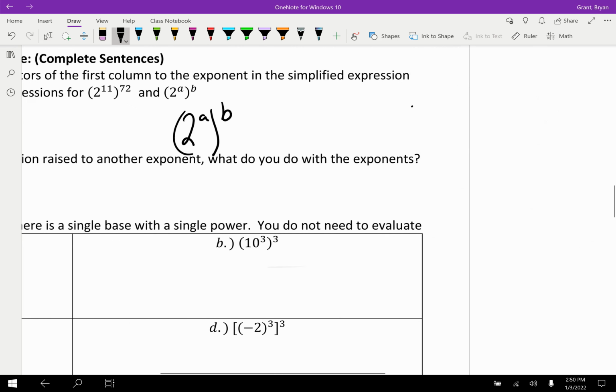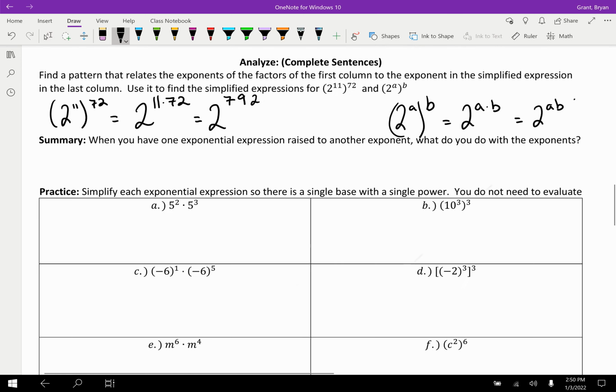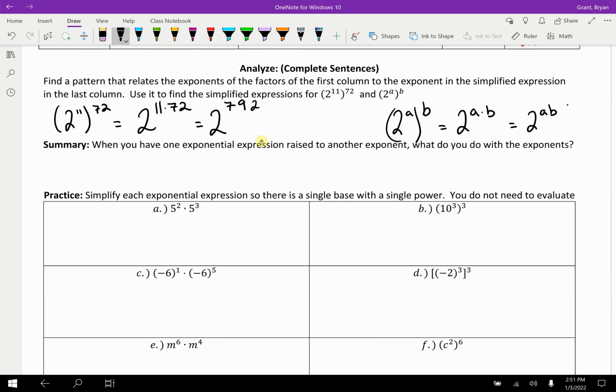Well, what do we do, though, if our exponents aren't numbers? Well, our life is actually a little bit easier. We just take a and we have to multiply it by b, and you could even stop there. If you wanted, you could write this as 2 to the ab. And that's that. So, in words, what are we doing when we have one exponential expression raised to another? Well, you multiply the exponents.